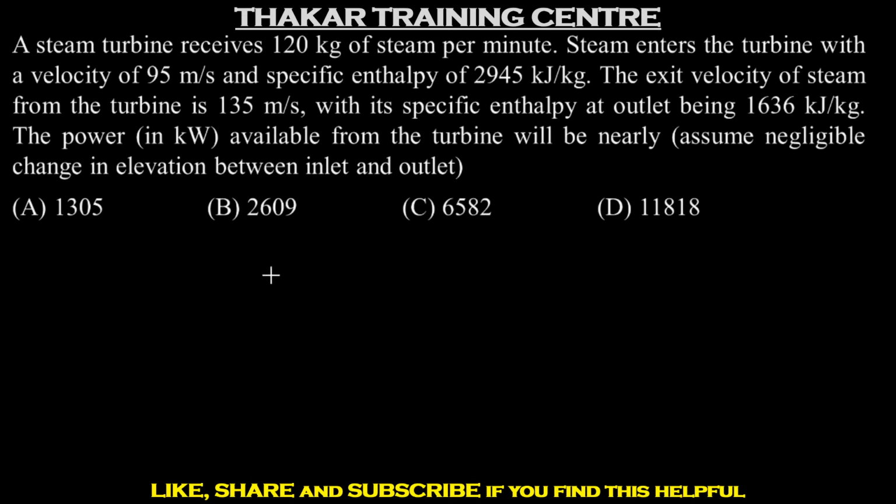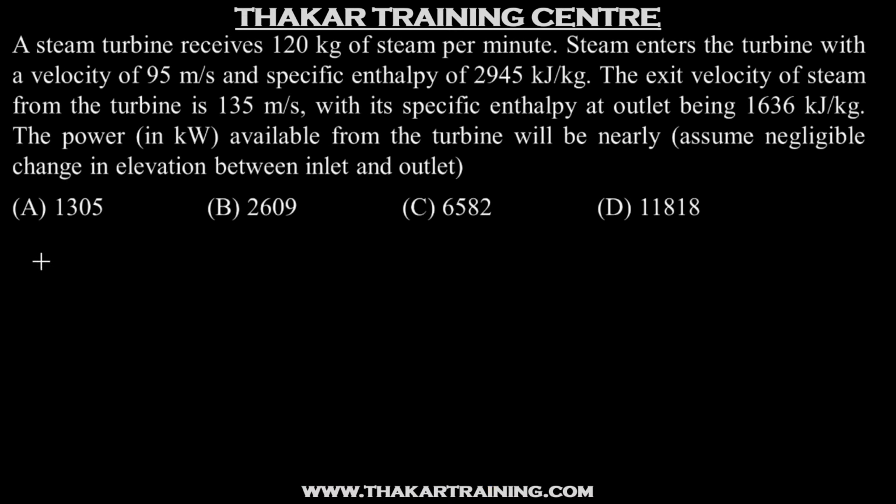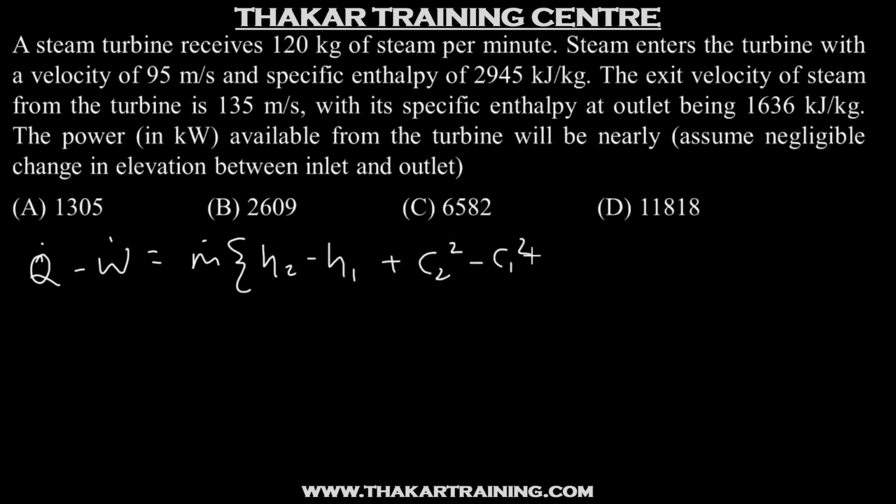So this question can be solved with the help of the steady state steady flow energy equation, which is given by Q dot minus W dot equal to M dot into H2 minus H1 plus C2 square minus C1 square by 2 plus g times Z2 minus Z1. Now we use V to denote volume or specific volume. So to avoid any confusion, we denote velocity with C.